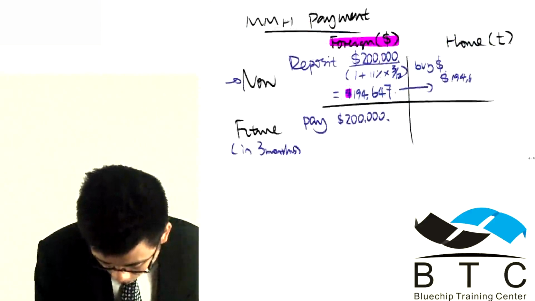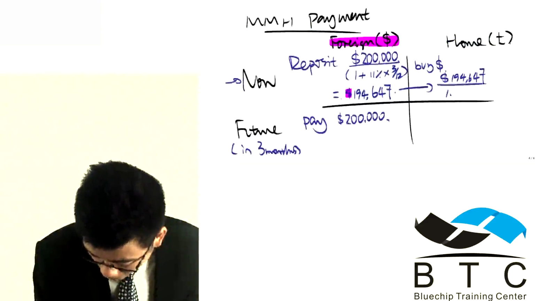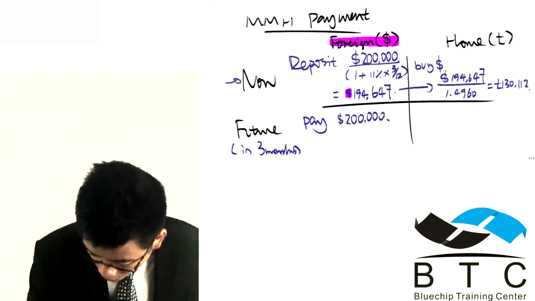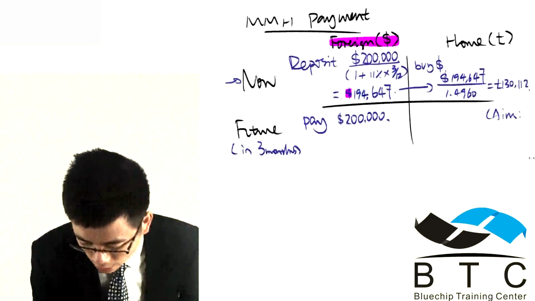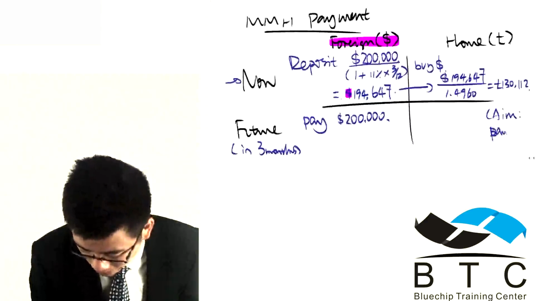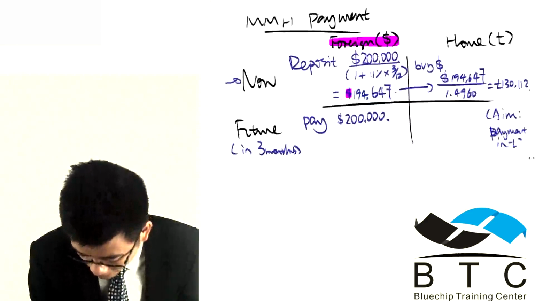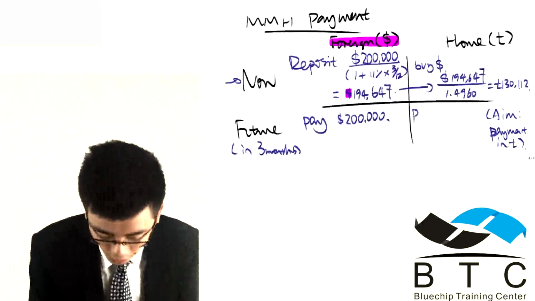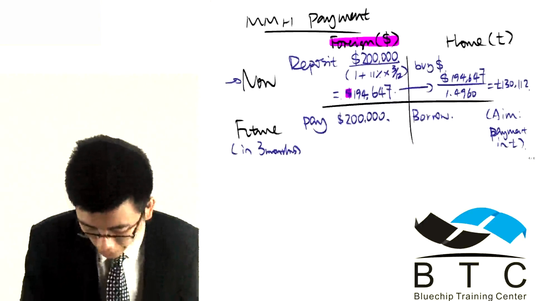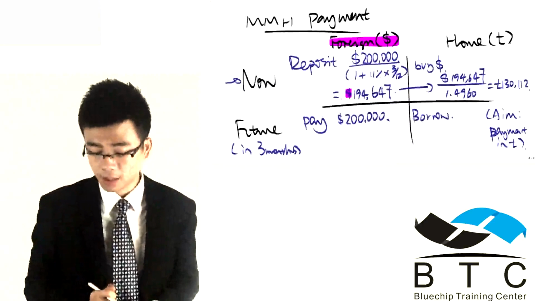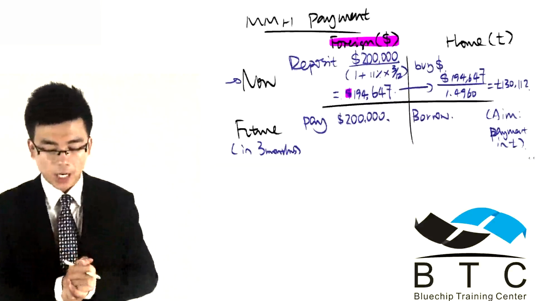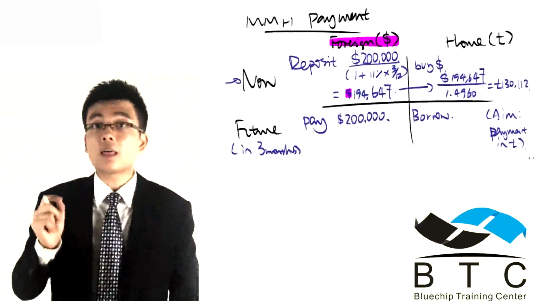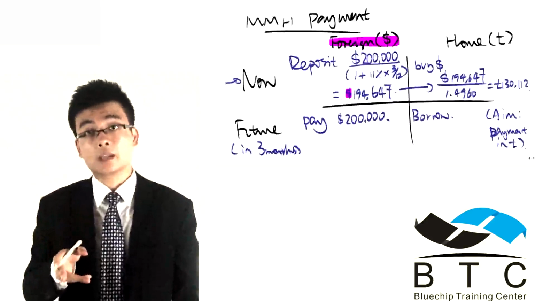194,647 divided by 1.4960, giving us 130,112 UK pounds. Because your aim is to make the payment in UK pounds, you're going to borrow the money from the UK market. So in order to borrow 130,112, you need to suffer the interest rate in your home market as well, because the money is not for free.